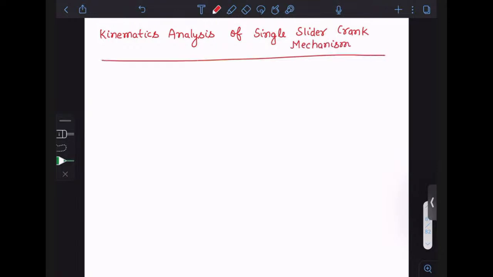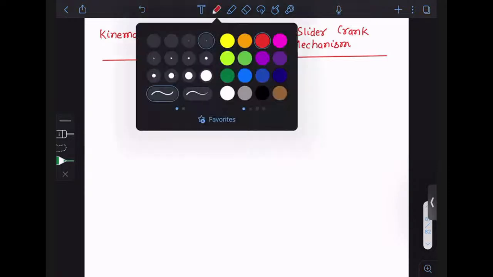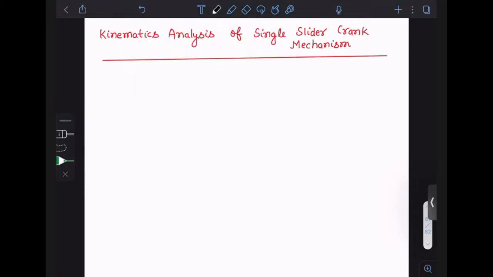Important topic it is, very, very important. Today I'm going to end this topic. If it takes 3 hours, I'm going to end it. Most probably 2 hours and some 30 minutes are required to end this topic. So everyone see carefully. Kinematics.